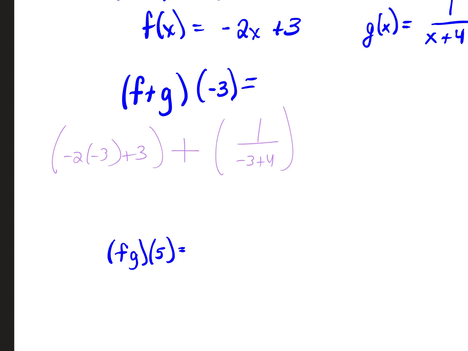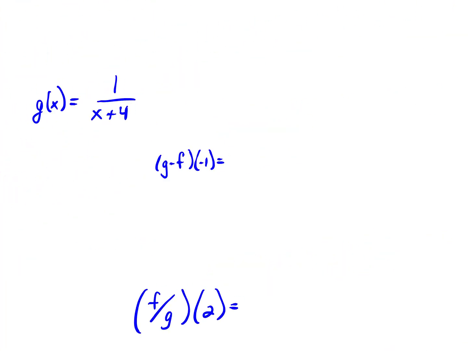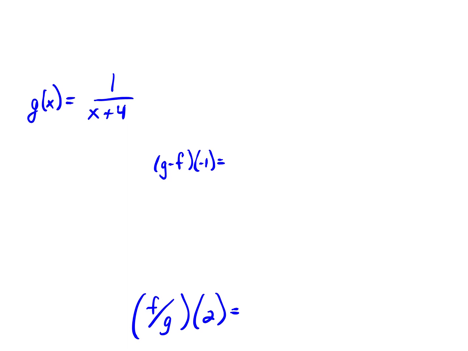So now if we simplify inside out, what's negative 3 times negative 2? 6, and 6 plus 3 is 9. Plus, what's negative 3 plus 4? 1. What's 1 over 1? 1. What's your answer here? That's it. Good. All right, be careful of this next one. Does it say f minus g like we've done 100 times? No, it says g minus f, so the g function goes first.